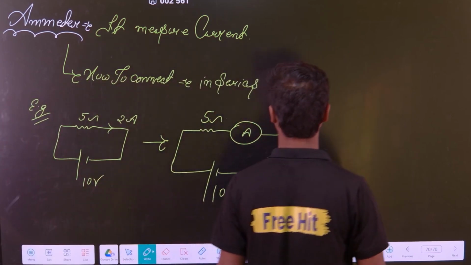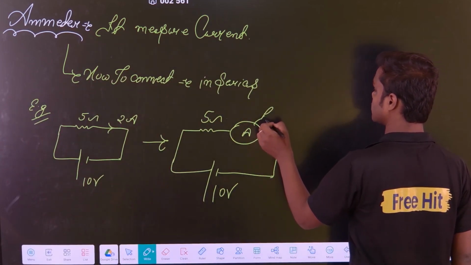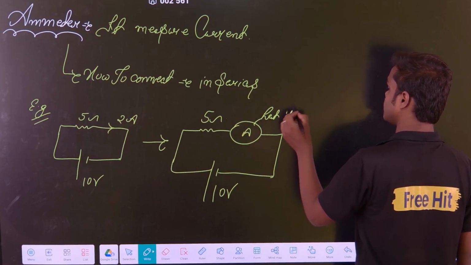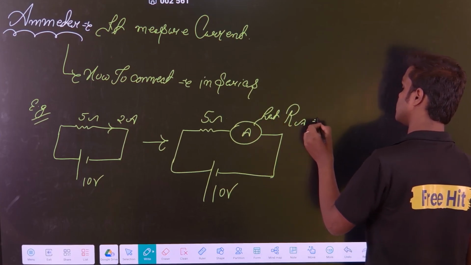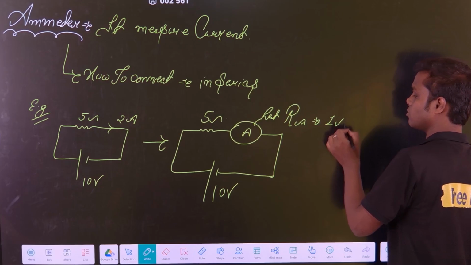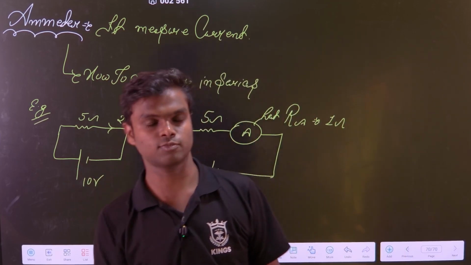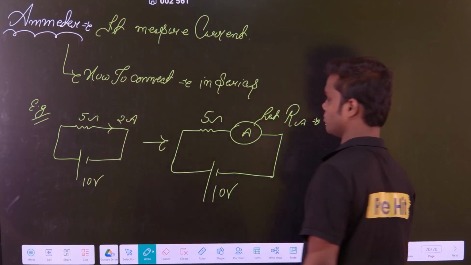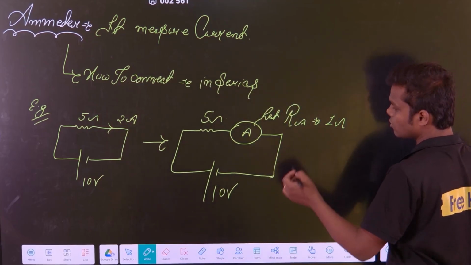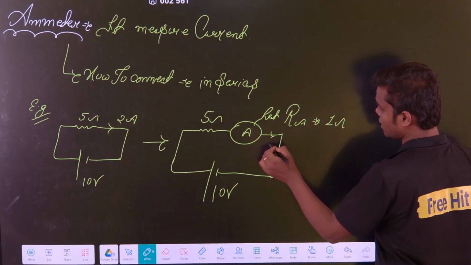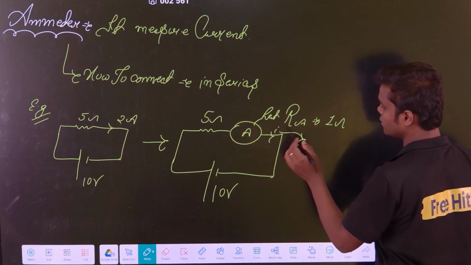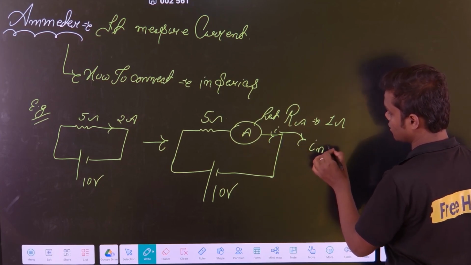So let the resistance of the ammeter be, let us take, 1 ohm. Generally it is very small, and there is a reason why it is small. Let us consider it is 1 ohm. So what will be the current now? If I ask you what is the current now, because this is the current which is measured.